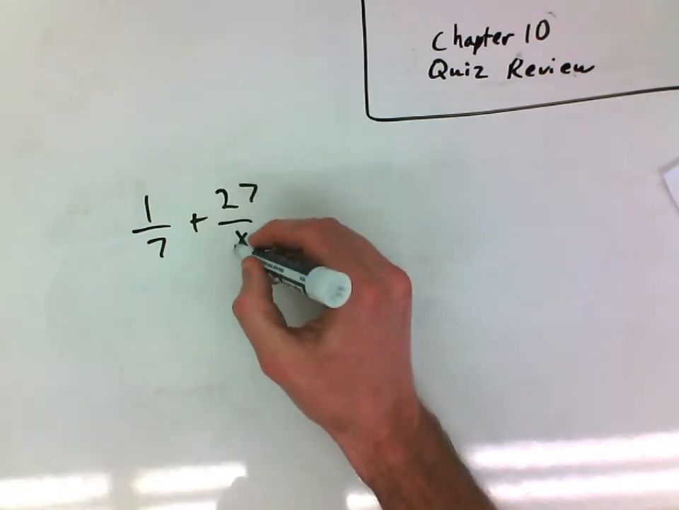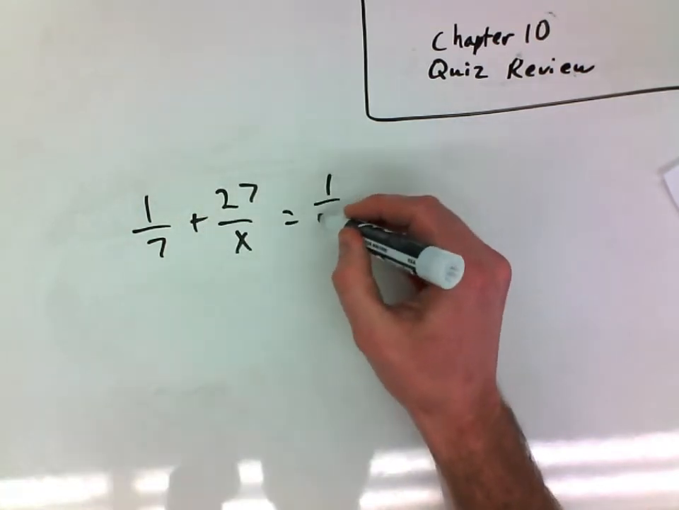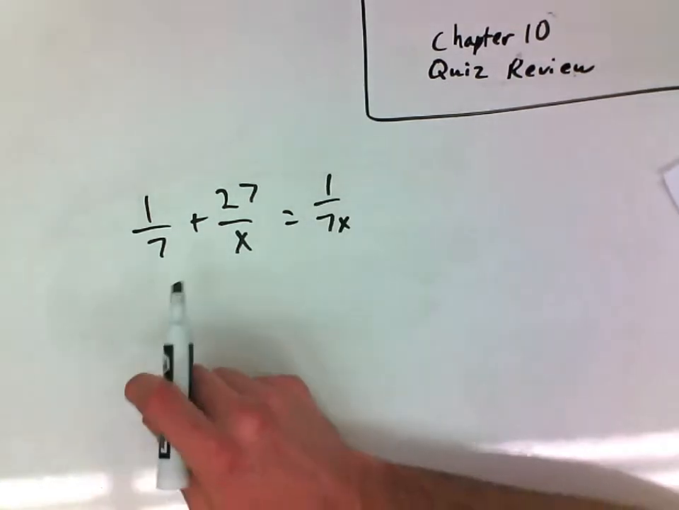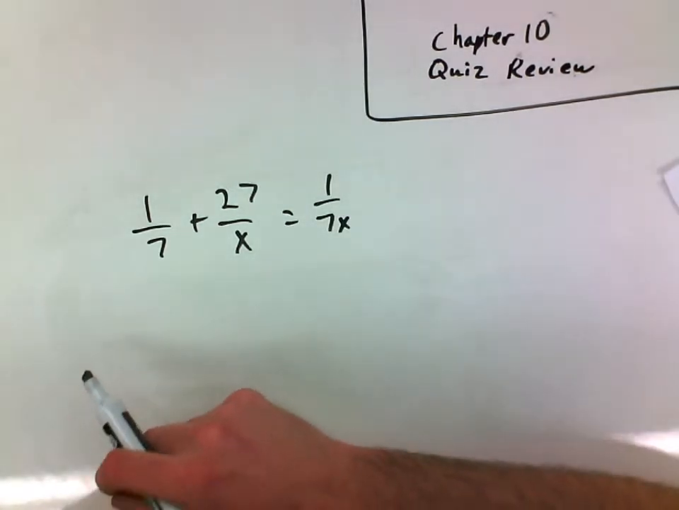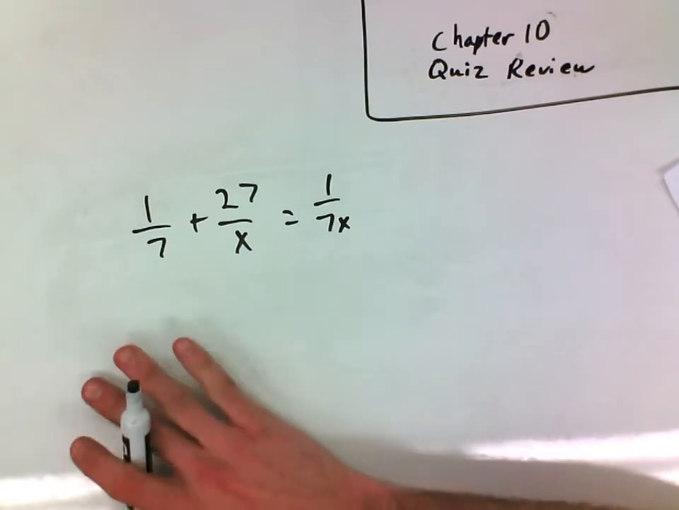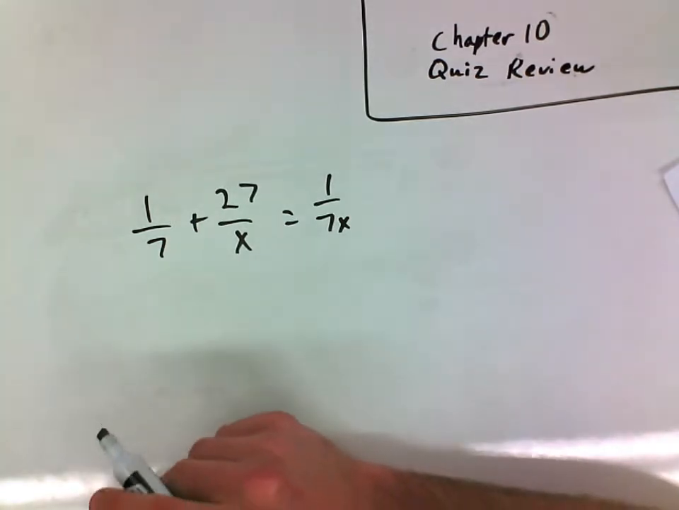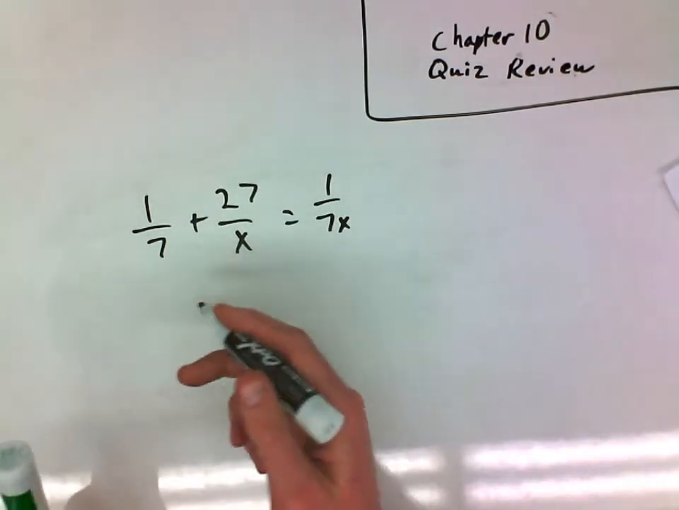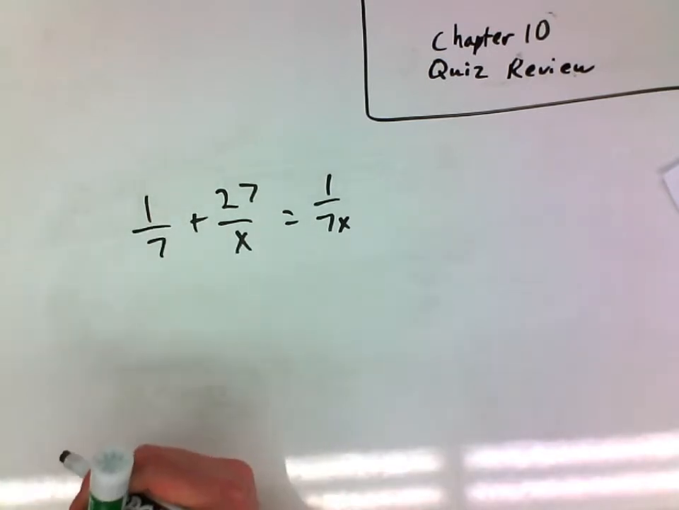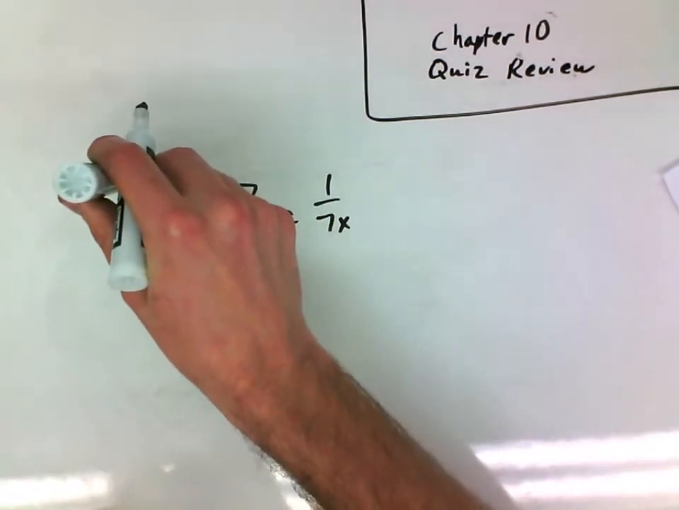All right, so one of the cool things we can do in this chapter is solve more complex equations, like this one right here. I've got 1/7 plus 27 over x equals 1 over 7x. So what I want to do is get rid of all the denominators in this problem. So let's take a look.